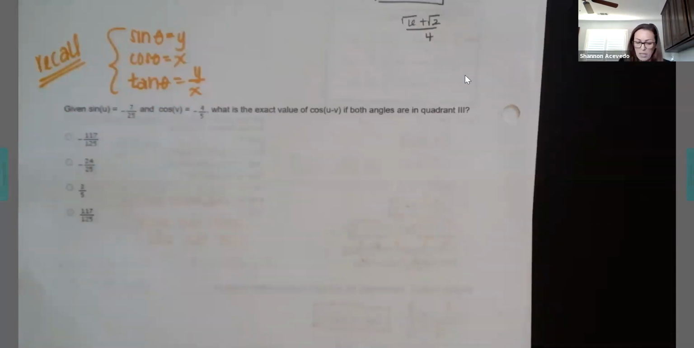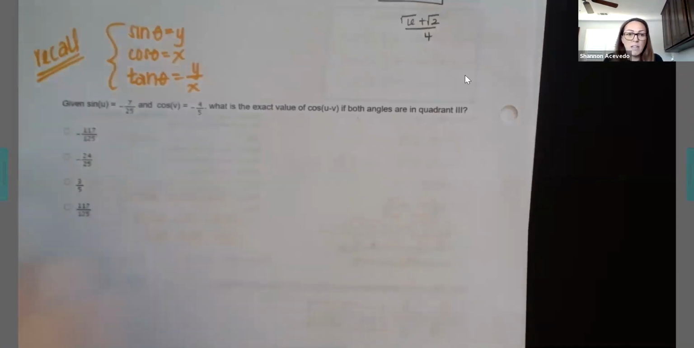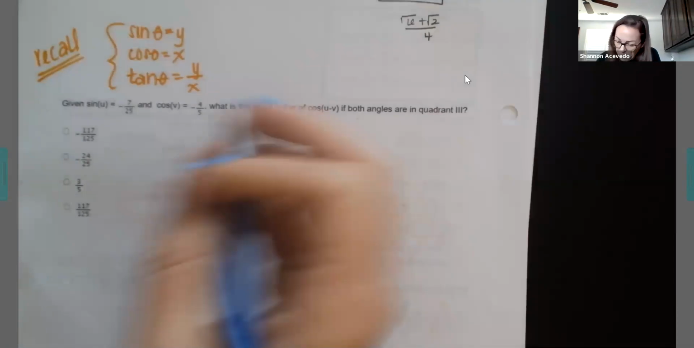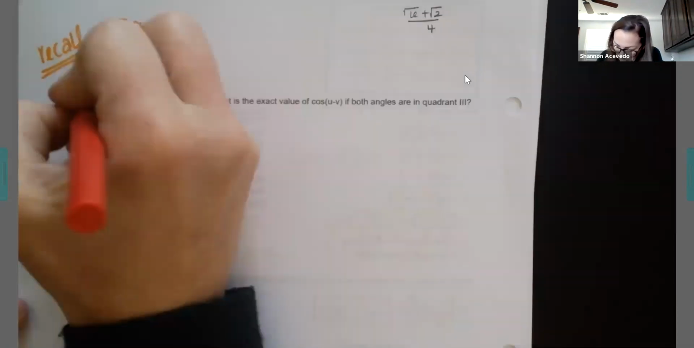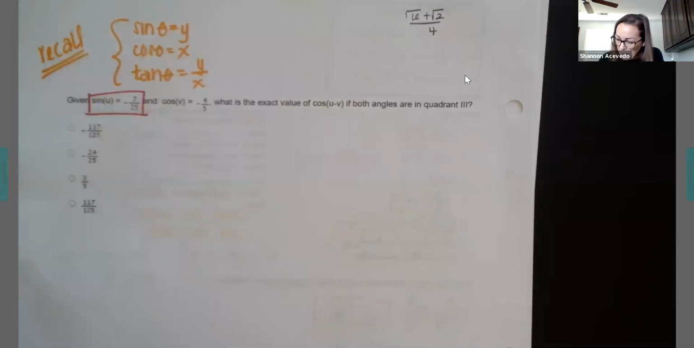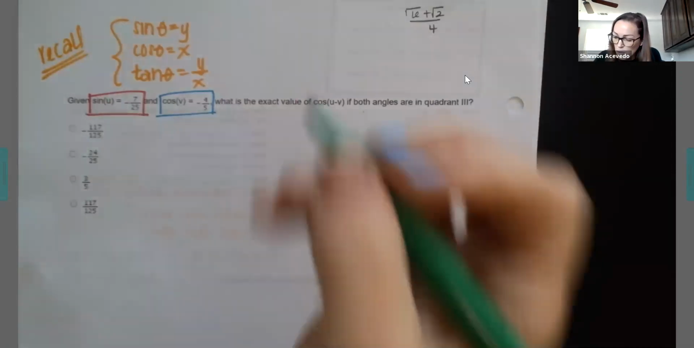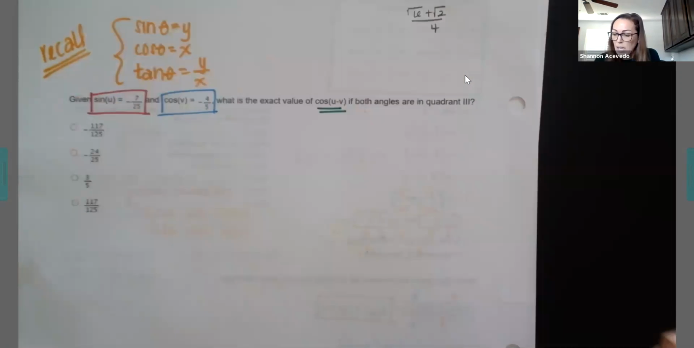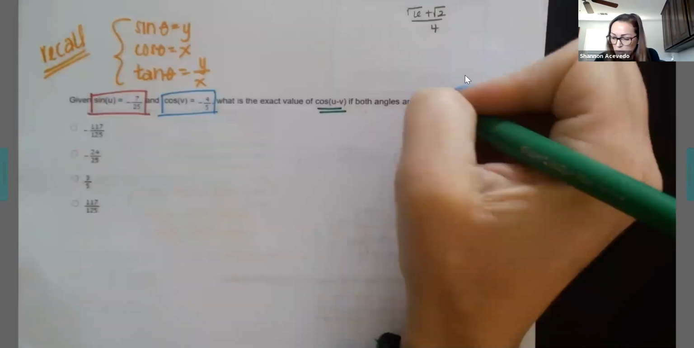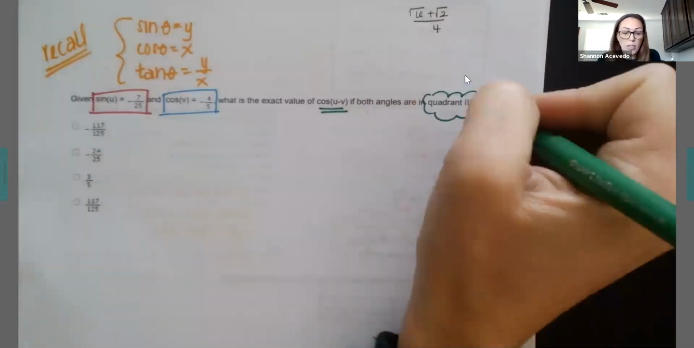All right. Another type of problem you're going to see that will involve this. It says you're given that sine of u is this value. You're given this information. You're given cosine of v. And they want to know what is the exact value of cosine of u minus v. It also gives me this important information that we're in quadrant 3.